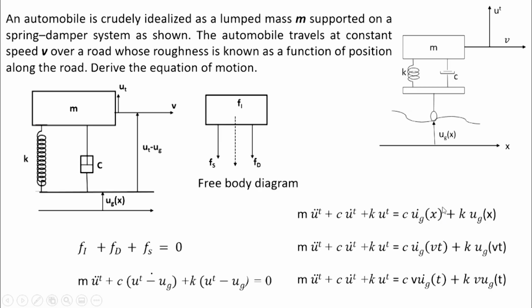So the right hand side becomes c u_g dot(vt), a function of vt, and k u_g(vt). So v is just a constant, so this equation will become c v u_g dot, a function of t, and k u_g(vt). So this is the equation of motion of this system.